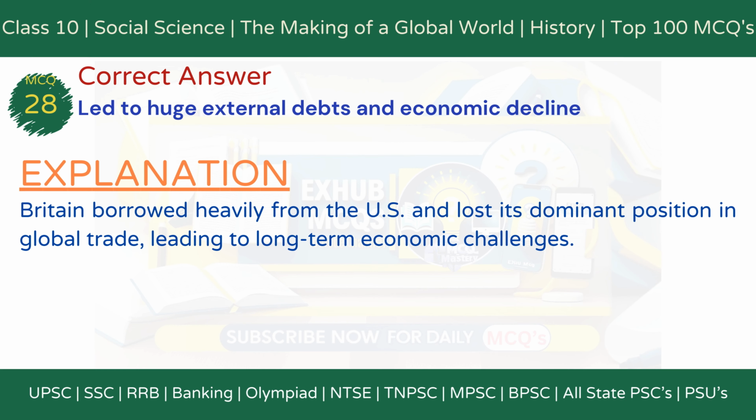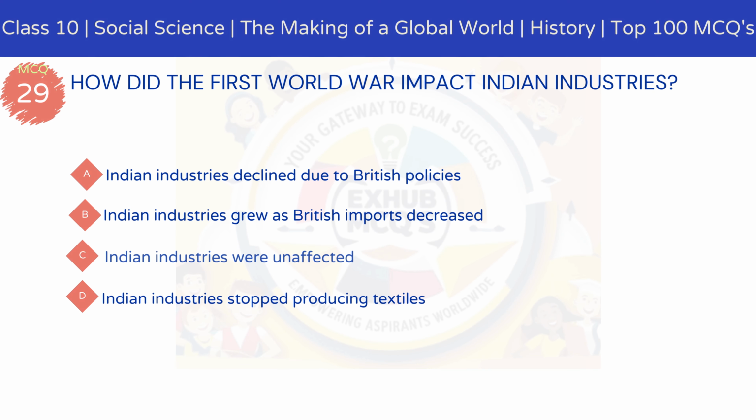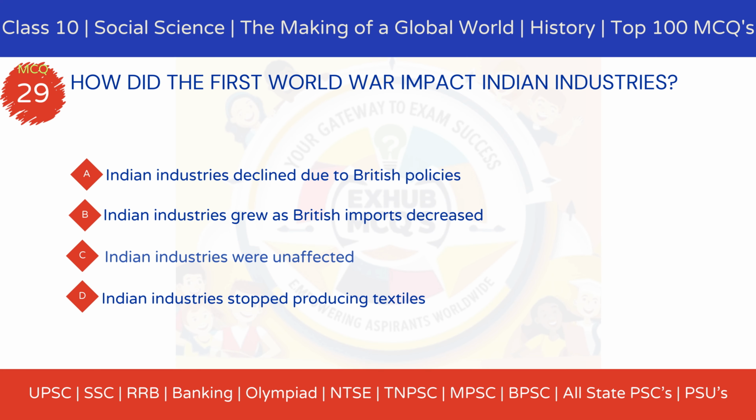The correct answer is option B. Led to huge external debts and economic decline. Explanation: Britain borrowed heavily from the US and lost its dominant position in global trade, leading to long-term economic challenges. MCQ 29. How did the First World War impact Indian industries?